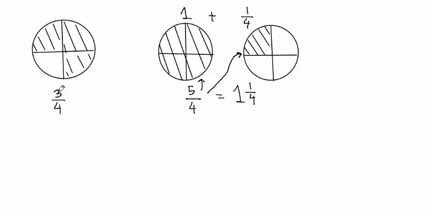A fraction in which the numerator, or the number on the top, is smaller than the denominator, or the number on the bottom, is called a proper fraction. On the other hand, a fraction in which the numerator is larger than the denominator, as in 5/4, is called an improper fraction. And any improper fraction can be changed over to a mixed number. And vice versa, meaning given any mixed number, you can find the equivalent improper fraction for it.